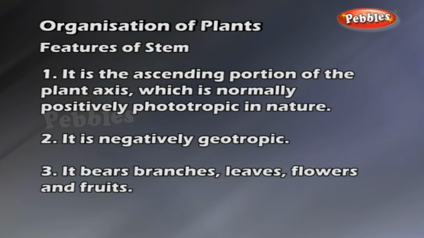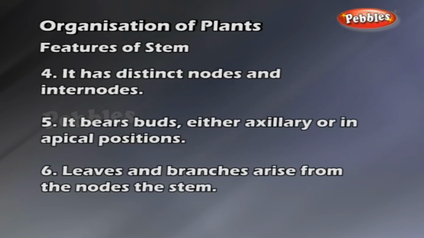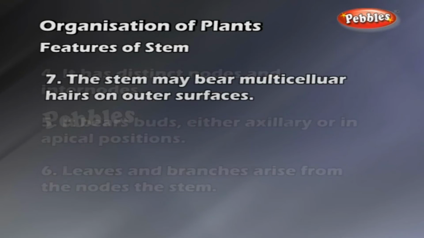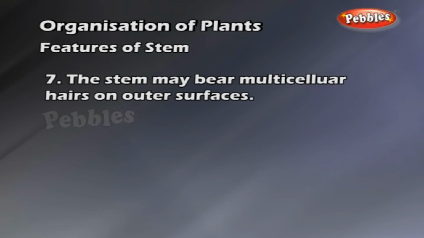Features of stem. It is the ascending portion of the plant axis, which is normally positively phototropic in nature. It is negatively geotropic. It bears branches, leaves, flowers, and fruits. It has distinct nodes and internodes. It bears buds, either axillary or in apical positions. Leaves and branches arise from the nodes of the stem. The stem may bear multicellular hairs on outer surfaces.